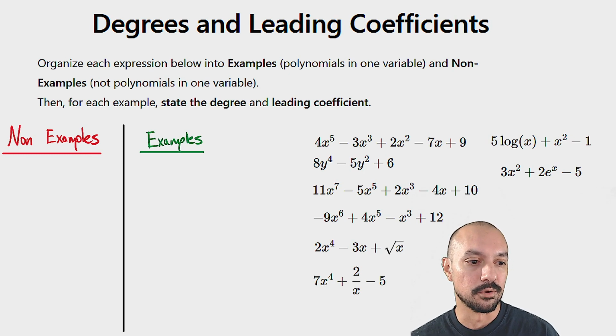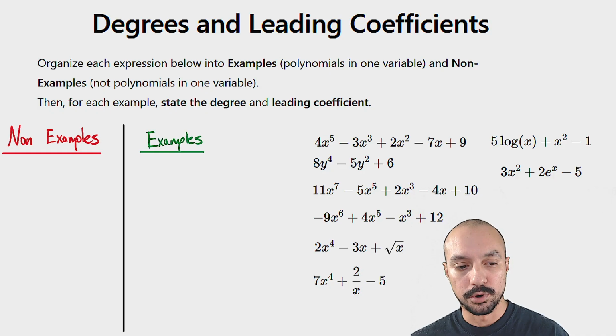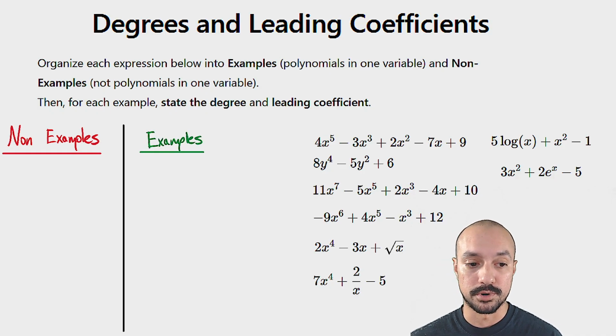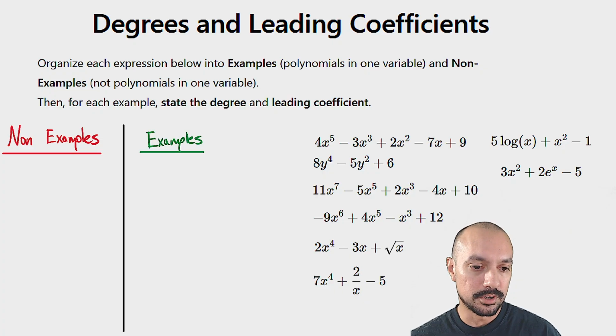All right, so we are going to focus on our variables, and we're going to focus on the exponents or what operations are being done to our variables. First, we're going to start by organizing the non-examples and the examples, and then we'll talk about why the non-examples fail, and then we'll state the degree and leading coefficient for the examples. All of these have already been formatted into what we call standard form.